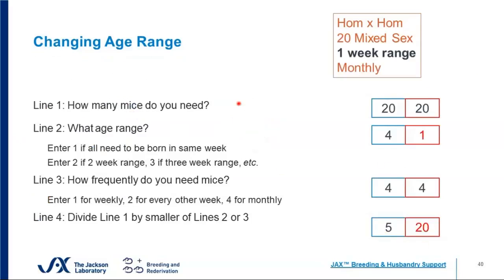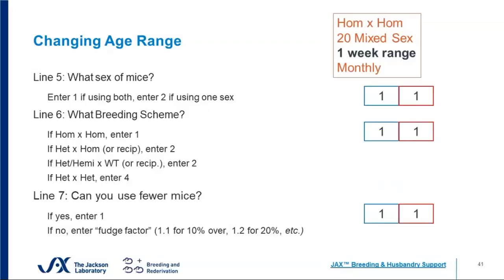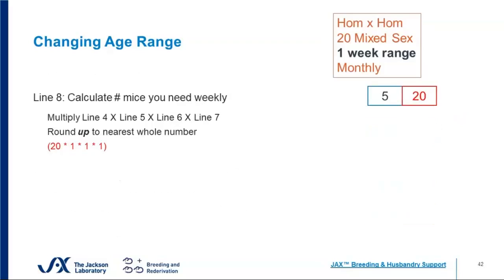So we still need the same number of mice, but we're going to adjust line 2 because we have to put in a 1 because we need a 1-week age range. So they all have to be born in the same week. That's also going to adjust line 4 because we have to divide line 1 by the smaller of lines 2 and 3. So we divide 20 by 1. That will give us 20. None of these change at all. But what will change is line 8, the number of mice we need weekly. So we're just multiplying lines 4, 5, 6, and 7. And that gives us 20. So now we actually have to produce 20 mice every single week, when previously we only needed 5.